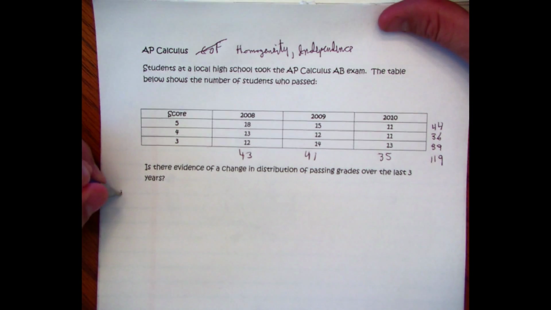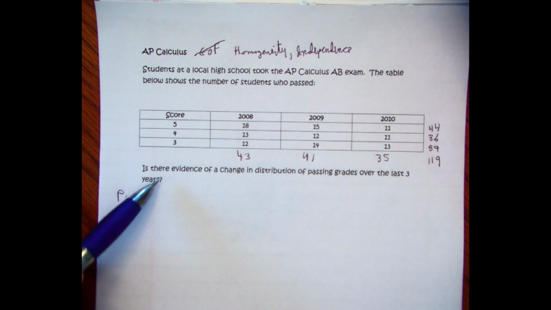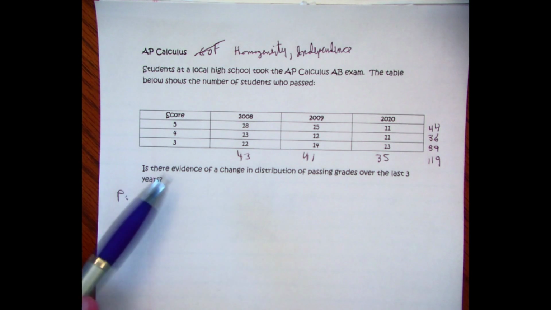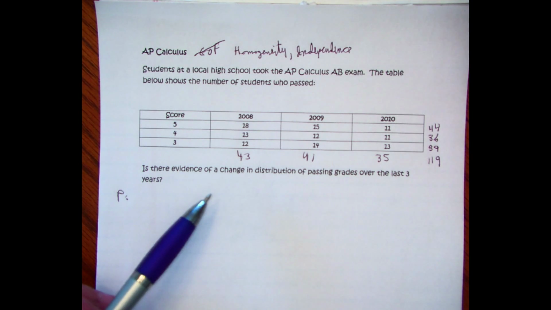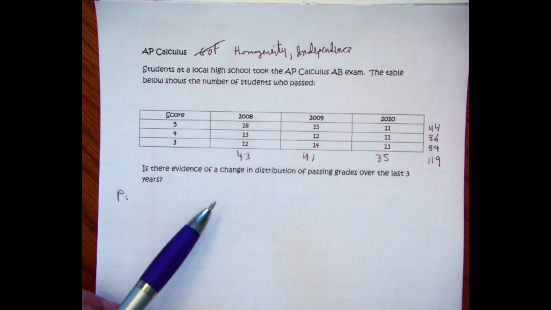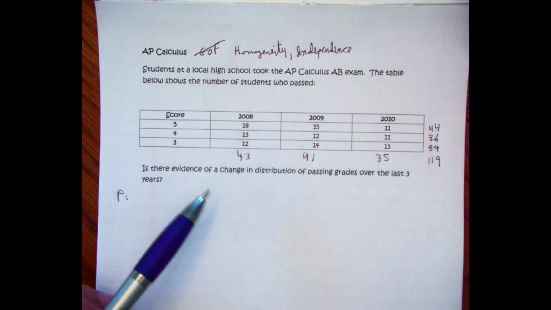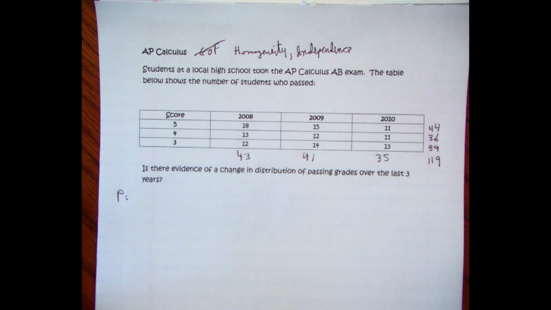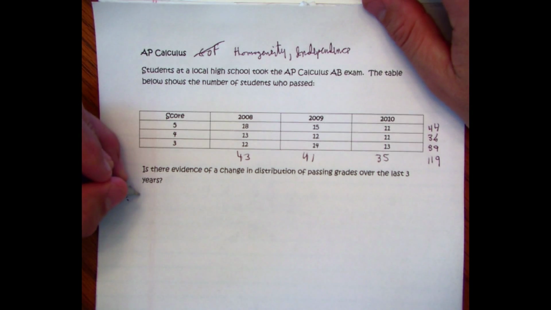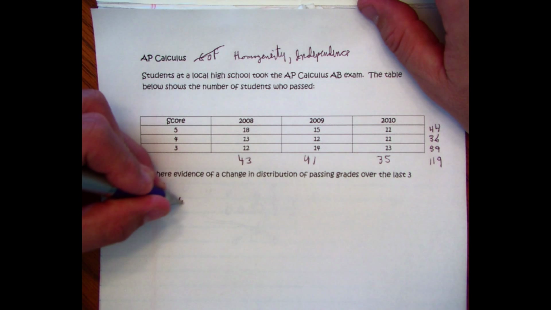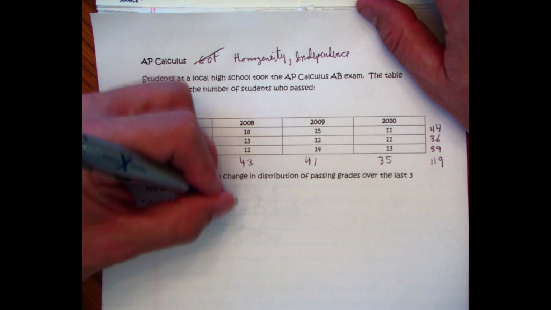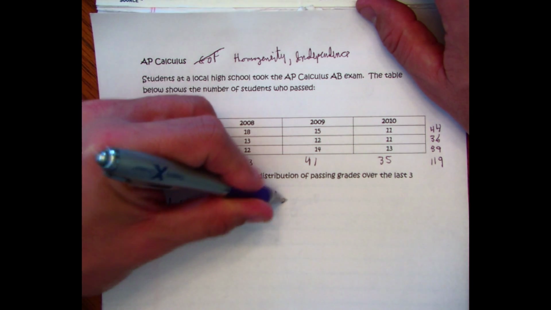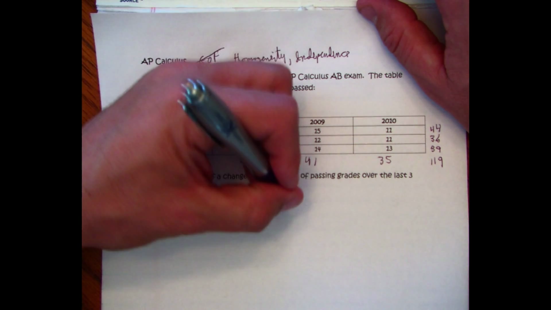Also, before I go on, notice the question that says, is there evidence of a change in distribution? Usually if there's a change in distribution, if it's an independence test, you'll know by the wording, and I'll show you that when we get to it. Usually a change in distribution implies you're dealing with one group across several categories. Okay. So the parameter is the distribution of AP Calculus scores.